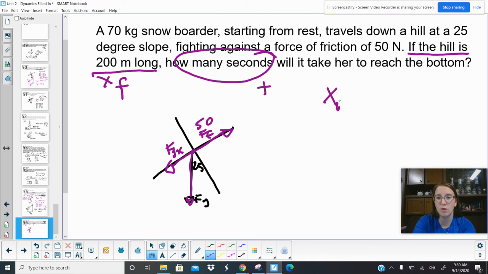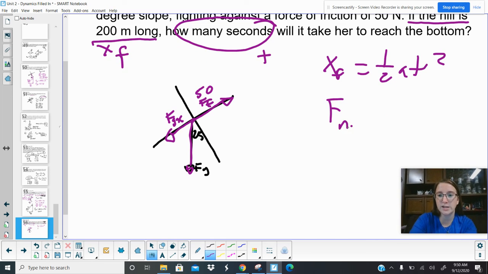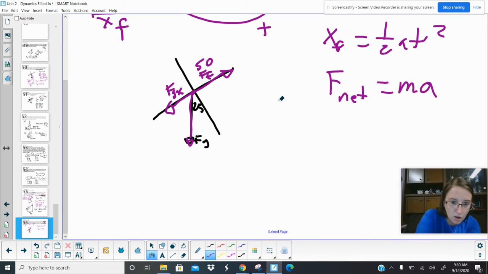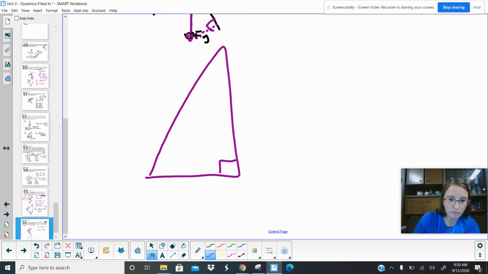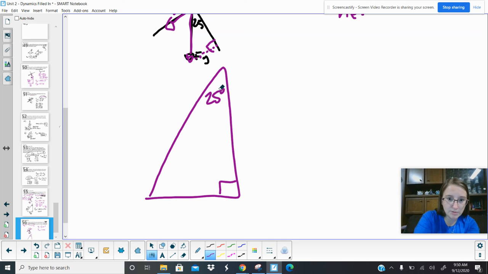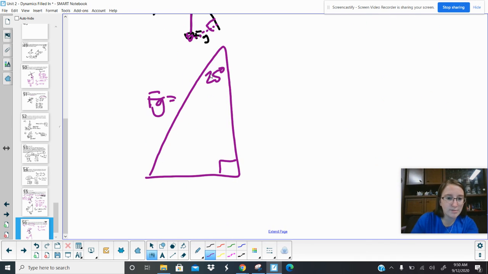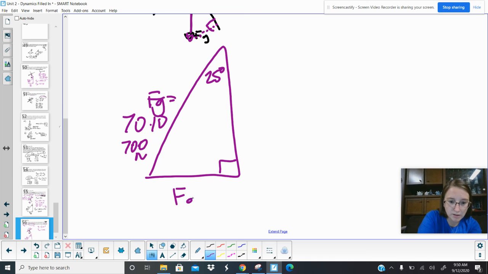So once again, here's our end goal. I know x final. We're trying to find time. I need acceleration. In order to get acceleration, I need to know the net force and the direction of travel. So I need to find this x component, which I'm going to solve for down here. So you pull off your triangle. 25 degrees is up top. Force of gravity is right here. Your mass times gravity. 70 kilograms times gravity. 70 times 10. 700 newtons. And here's my x component.